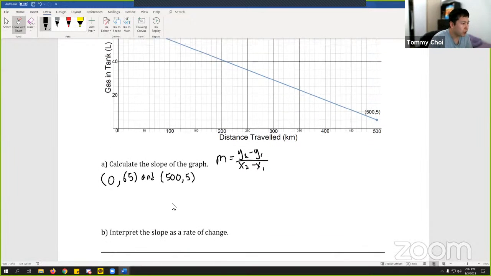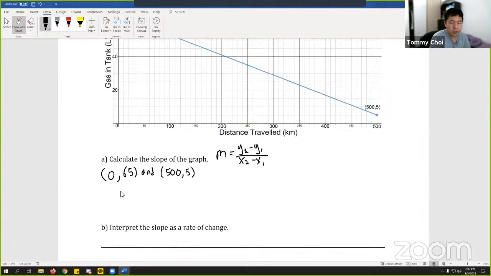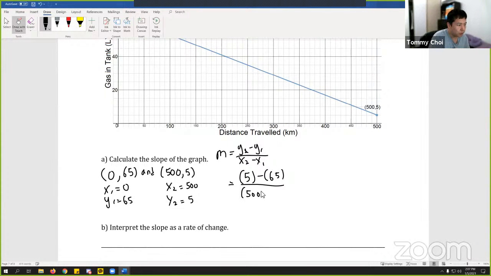So when we plug it into our formula, we need to first figure out what's x1, y1, x2, y2. So here x1 is 0, y1 is 65, x2 is 500, and y2 is 5. So we have our values here. We're going to plug it into our formula. So we said y2 is 5, y1 is 65, x2 is 500, and x1 is 0. Plugging that in, we get negative 60 over 500.